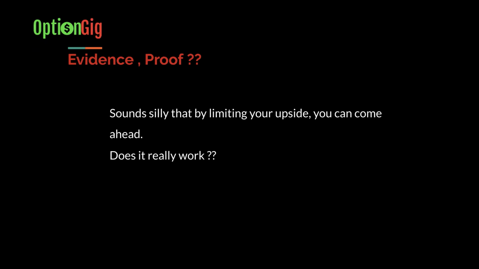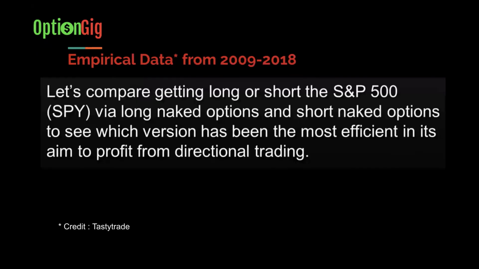Now the bigger question is, is there proof that this really works in the long term? Or is it just theory? So now let's look into the evidence. I'll quote Tastytrade because they do a lot of backtesting. So we're going to look at empirical data from 2009 to 2018. We're going to compare the S&P 500, and we'll look at both scenarios: if I'm bullish, then what can we do? And if we are bearish, then what do we do?